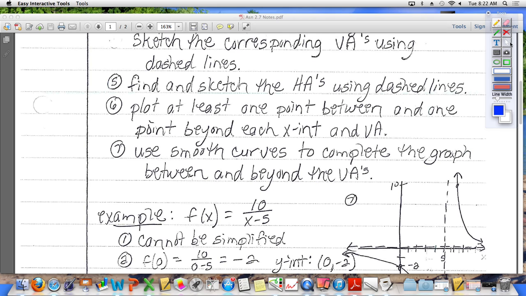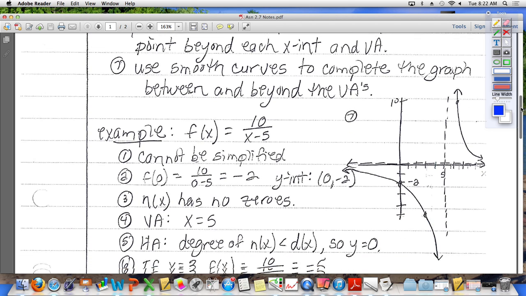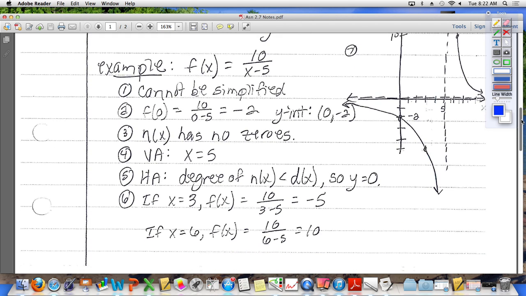So, first example, f of x is equal to 10 divided by x minus 5. Now, you guys, I don't have every single one of these steps memorized, so I'm actually going to need your help in remembering what exactly it is that you're supposed to do first, second, and so on, especially when we get to the examples that are not written out.